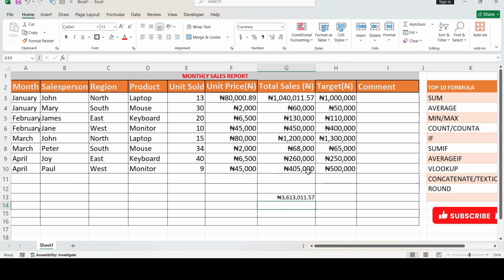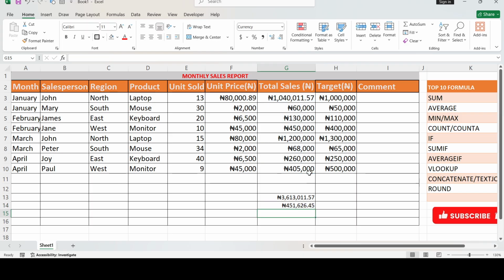The second formula is the AVERAGE. Then you now say equal to AVERAGE, open bracket, from the first sales. We want to check the average sales that was made within this period of January to April. You can see it, then you click on enter.